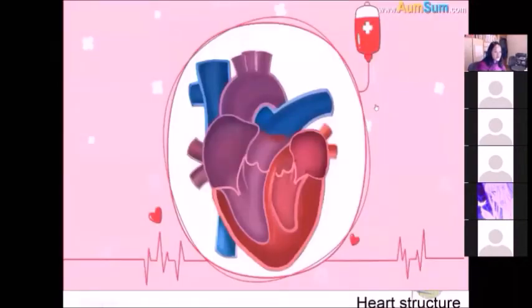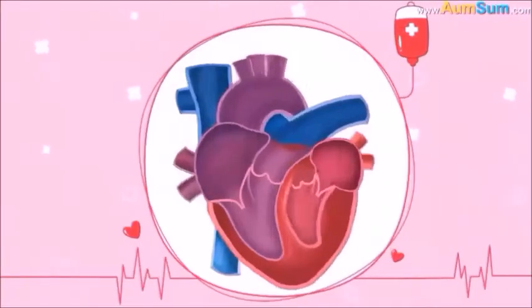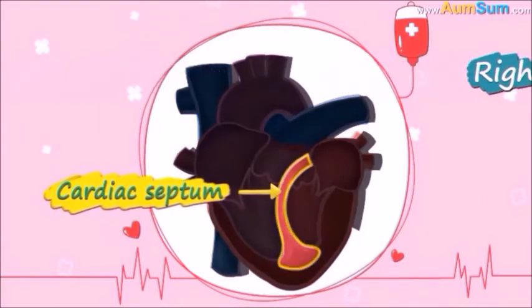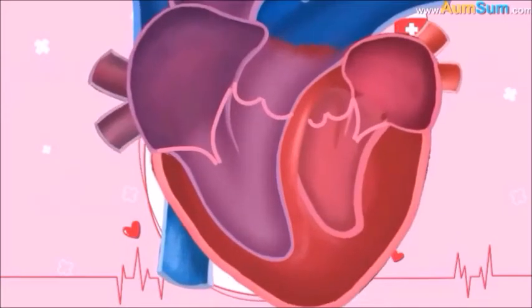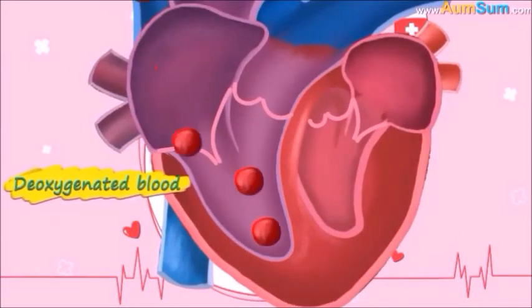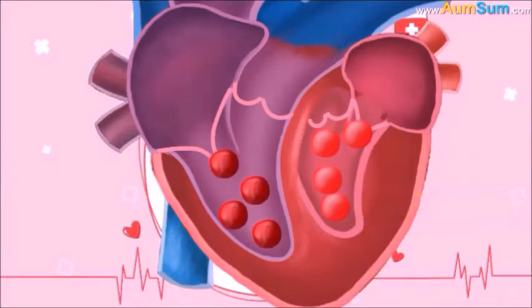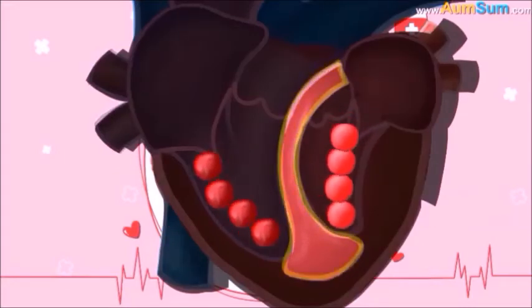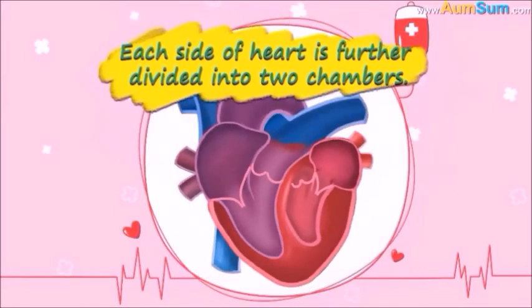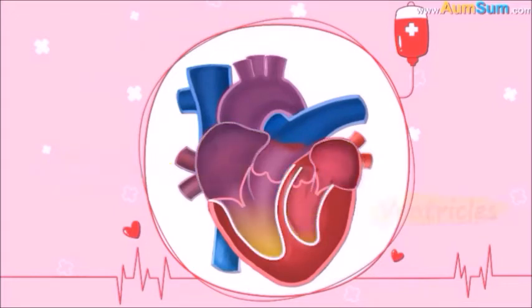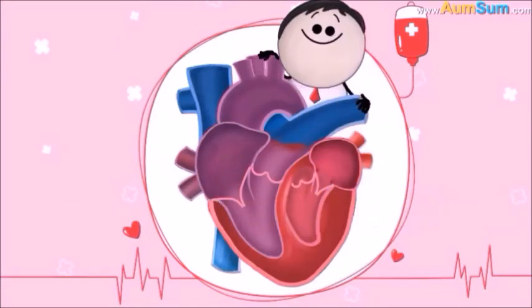The general introduction of the heart structure. It is also divided into the left and the right side by a wall called the cardiac septum. The right side of the heart is filled with deoxygenated blood, while the left side is filled with oxygenated blood. And this dividing wall prevents the blood from mixing. Each side of the heart further divides into 2 chambers. The upper chambers are called atria, while the lower chambers are called ventricles.